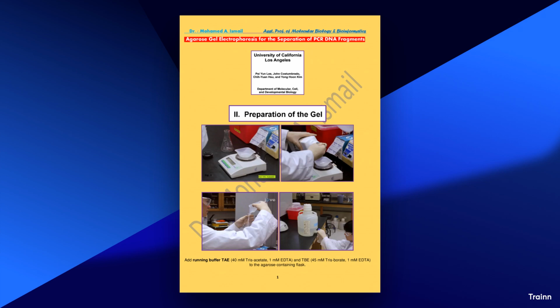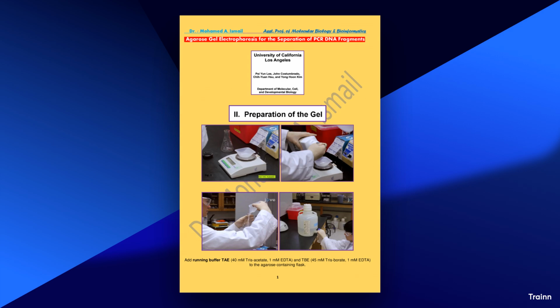Agarose gel electrophoresis of PCR products. Agarose gel electrophoresis is a widely used technique for the separation and analysis of nucleic acids, particularly PCR, polymerase chain reaction, products. This method allows researchers to visualize DNA fragments based on their size, providing critical information regarding the success of PCR amplification and the presence of specific DNA sequences.